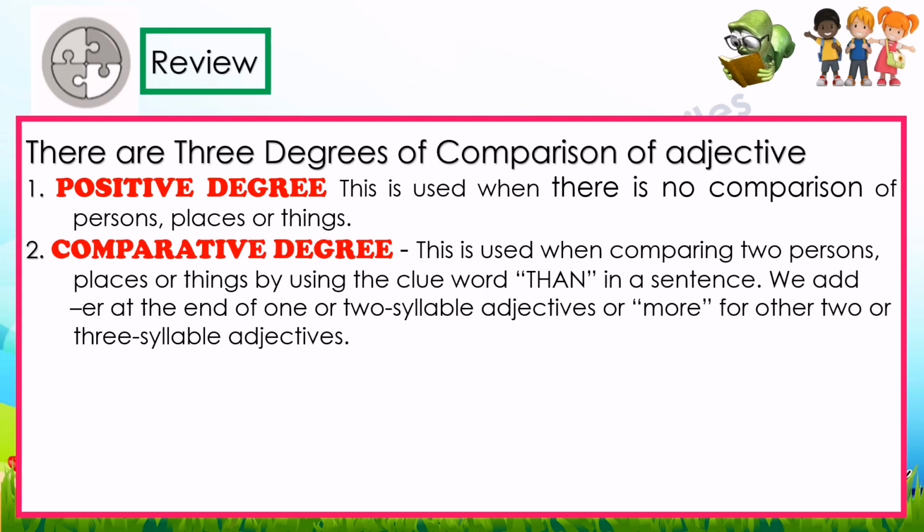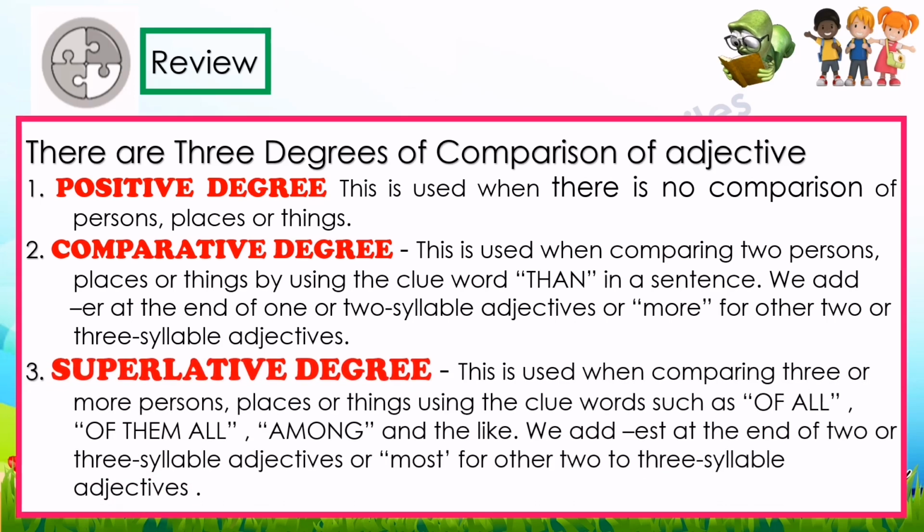sentence. We add er at the end of 1 or 2 syllable adjectives or more for other 2 or 3 syllable adjectives. And number 3 is superlative degree. This is used when comparing 3 or more persons, 3 or more places, or 3 or more things using the clue words such as of all, of them all, among, and the like. We add est at the end of 2 to 3 syllable adjectives or most for other 2 to 3 syllable adjectives. Understand, kids? Well done!